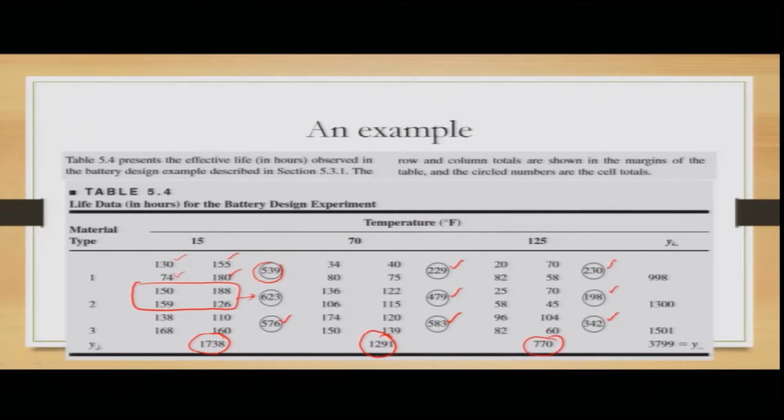So, if I find the sum along the margins, which is the last column, this 998 means the sum of all the samples corresponding to a fixed material type, for all 3 different temperatures. Then you have 1300, which corresponds to type 2 material for all 3 temperatures, and 1501 is for all 3 temperatures for type 3 material. And obviously you have the average values already written down.